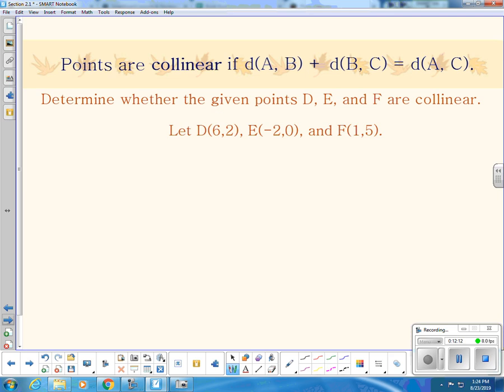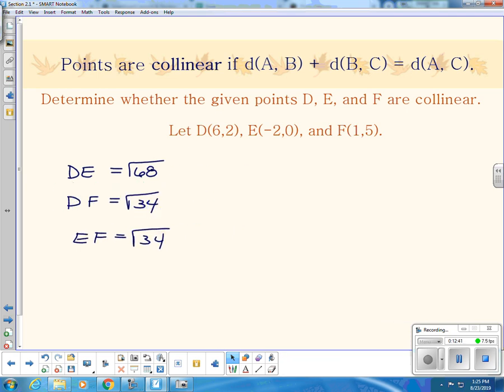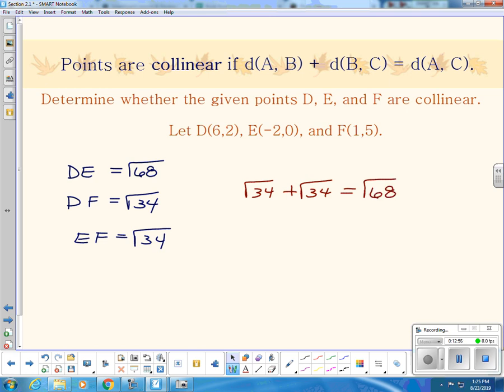These are the same points, so let's write the distances down that we had. DE equaled the square root of 68. EF equaled the square root of 34. And DF equaled the square root of 34. So my question is, you can tell these 2 are the smaller ones. If you add the 2 little guys up, this makes a big guy. So the square root of 34 plus the square root of 34 equals the square root of 68. Yes?